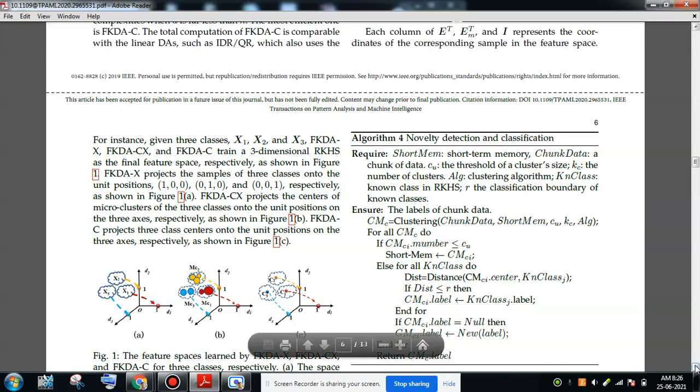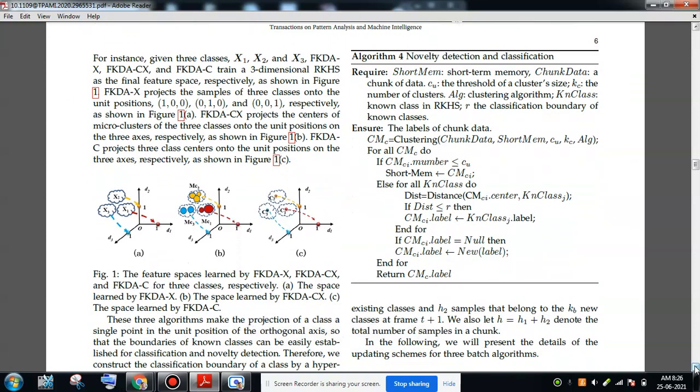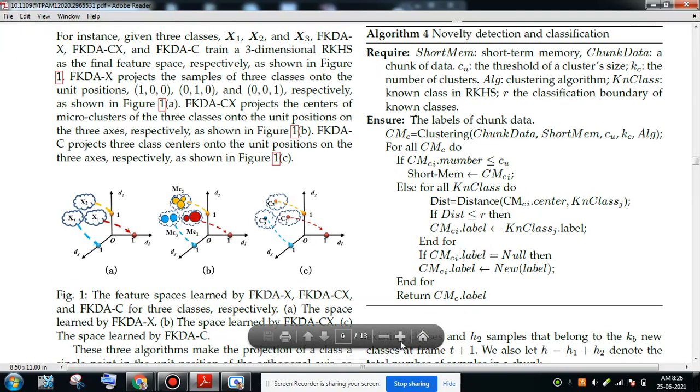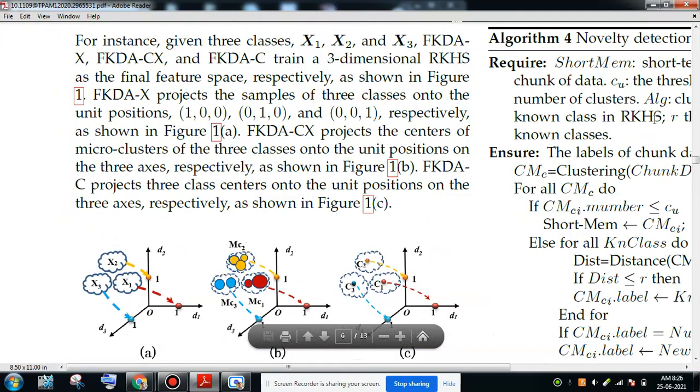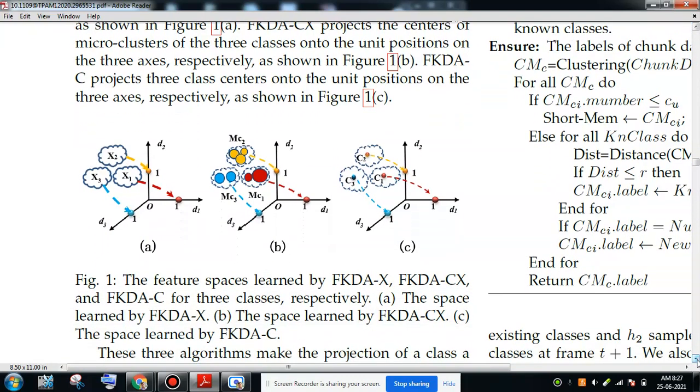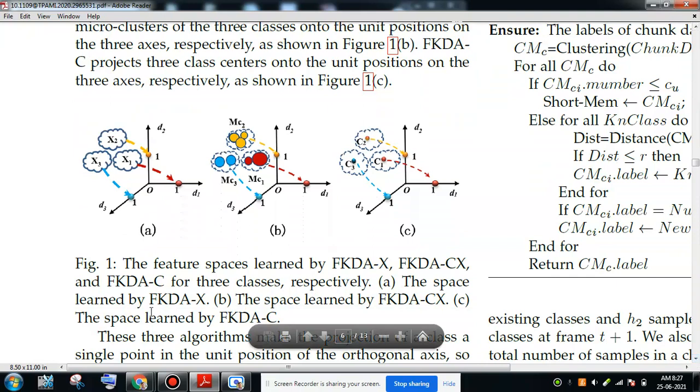So here you can see three pictures which can give you a lot of clarity. If you zoom in, you can get good clarity from these three diagrams. The first one is the space learned by FKDAX. Here there are three classes, and those three classes have been found and classified by using factorization-free kernel discriminative analysis, FKDA.